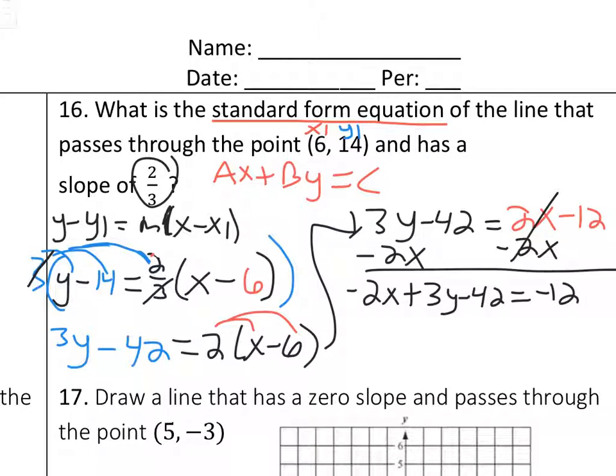And then the next step is to get rid of this 42. So let's add 42 to both sides.